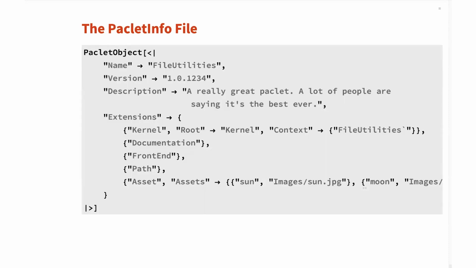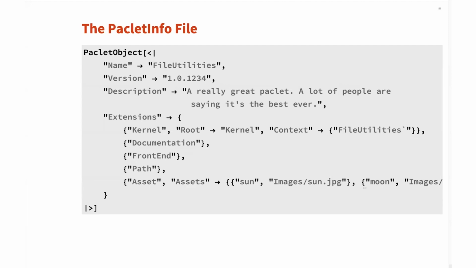Here I'll just glance at a non-trivial but not particularly complicated PacletInfo file. We've got this head PacletObject, and then an association with some rules. The name and version are required. You can't have a Paclet that doesn't have a name and a version. You can have a short description. And then the extensions part is really the key. This is where you describe the things that your Paclet has. So this Paclet says, I have some extensions that the kernel should know about.